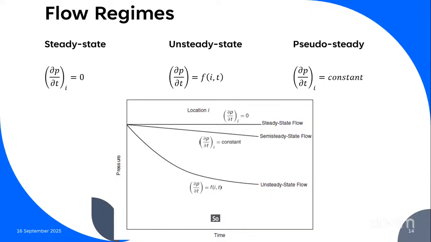So if you have the pressure drop with time at a certain point equal to zero, it is steady state. If it's a function of the time, it's unsteady state. The pseudo-steady state has a constant change. The unsteady state always prevails in the first period of starting production. It's called the disturbance, or starting to disturb the system of the reservoir, which is a very important regime.